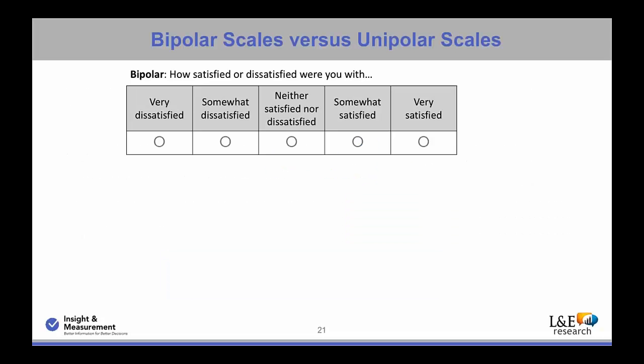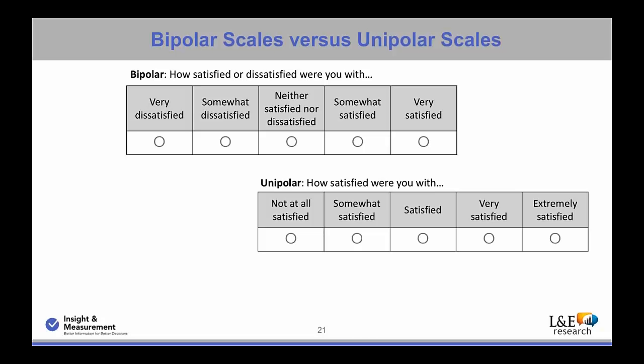Okay, scaling. Before I talk a little bit about scaling, I want to say something about bipolar and unipolar scales, because people ask me, how long should a scale be? My first question is, are you talking about a bipolar or unipolar scale? A bipolar scale is where you measure both ends of the spectrum. So here's a bipolar, satisfied and dissatisfied, very dissatisfied to very satisfied. Let me show you that in a unipolar sense. A unipolar scale would just have the satisfaction part, not at all satisfied to extremely satisfied.